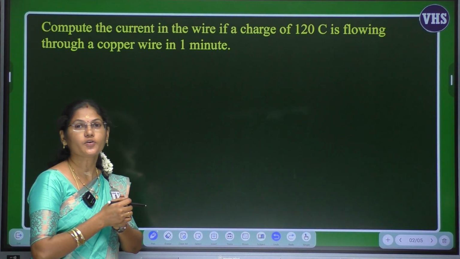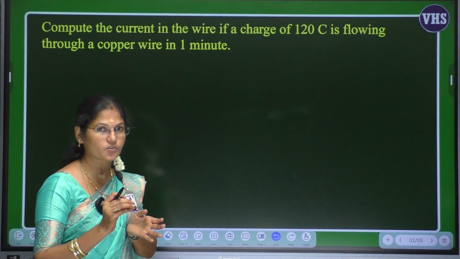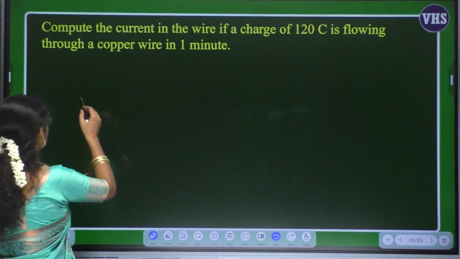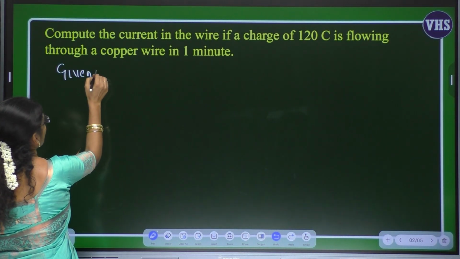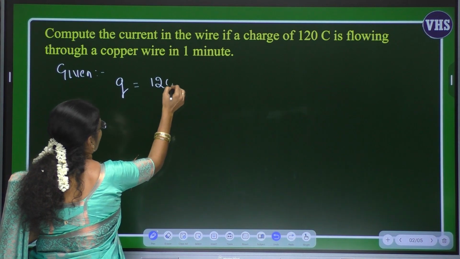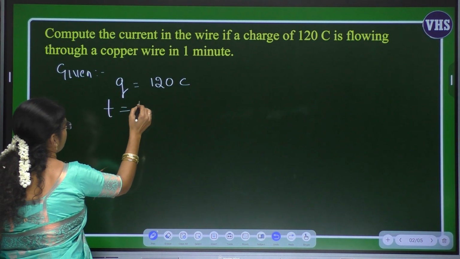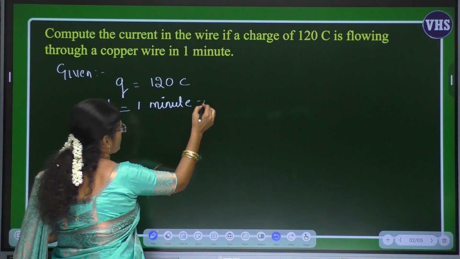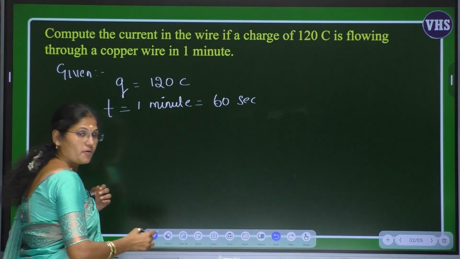சோ I is equal to Q/T. ஓகே, சோ ஃபர்ஸ்ட் நீங்க ஃபார்முலா கிளியரா தெரிஞ்சுக்கோங்க. சோ அத பேஸ் பண்ணி நம்ம ப்ராப்ளம் சால்வ் பண்ணலாம். ஓகேவா? சோ first, what are the given values? Charge, that is Q is equal to 120 coulomb. Okay, next time value. So time வந்து 1 minute ல இருக்கு. So first அத seconds ஆ மாத்திக்கலாம். So 60 seconds.